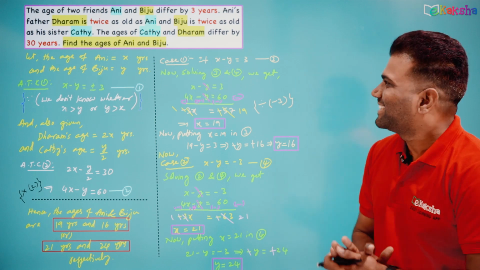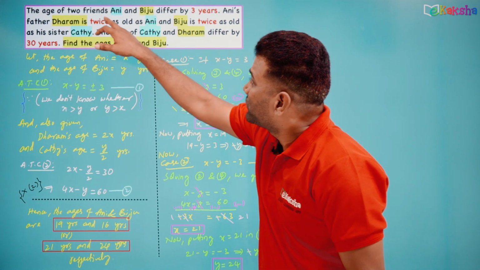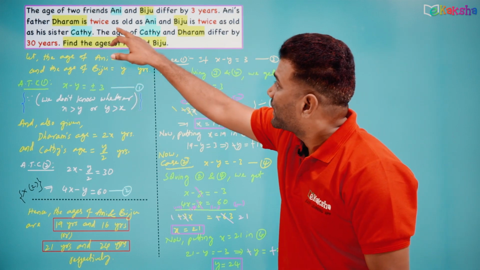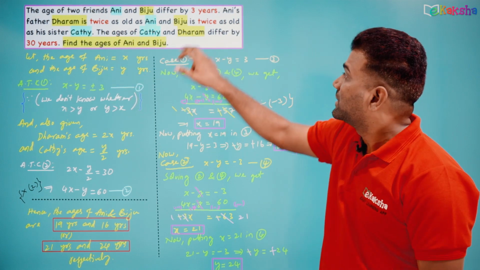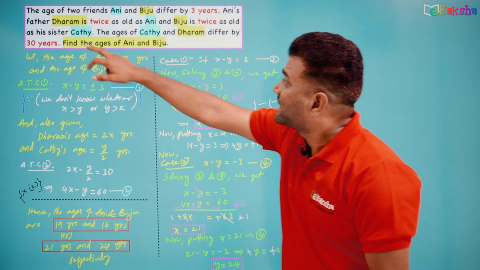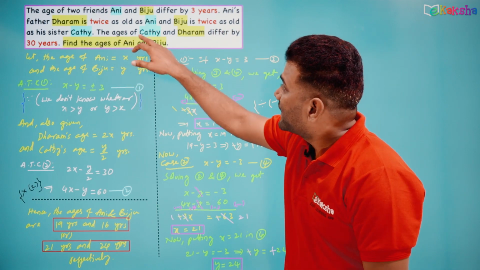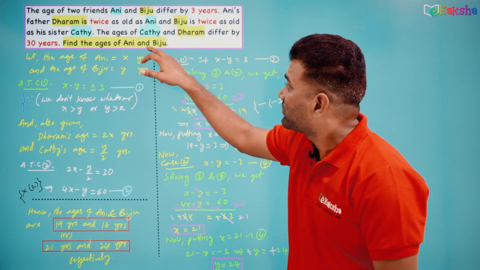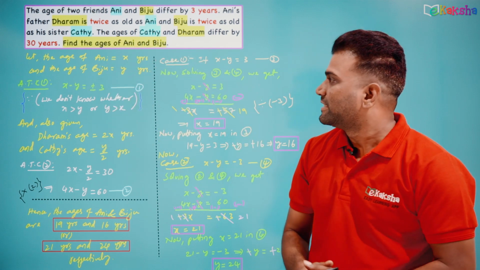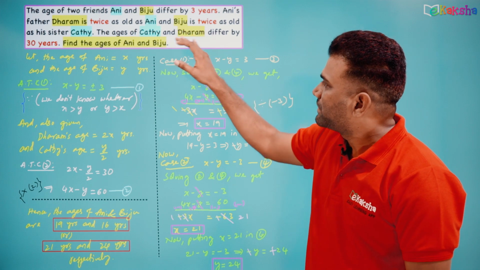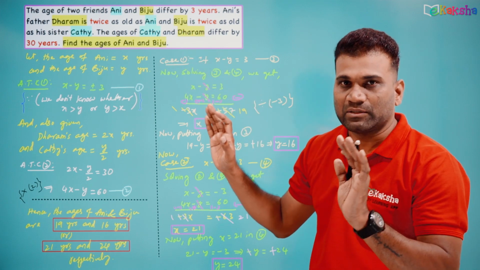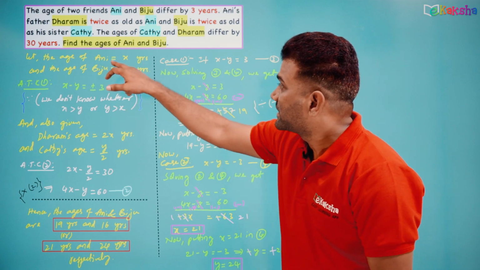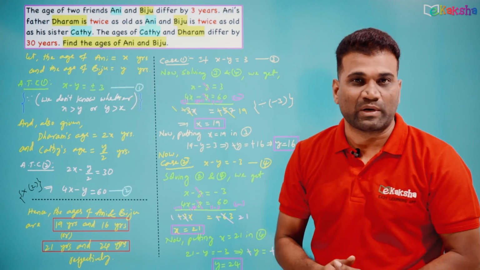Yes, right. Here the question is, the ages of two friends Ani and Biju differ by 3 years. Ani's father Dharam is twice as old as Ani and Biju is twice as old as his sister Cathy. The ages of Cathy and Dharam differ by 30 years. Then find the ages of Ani and Biju, right? So we don't know Ani and Biju's ages and we need to find these two ages. So let us assume some variables. Here we have assumed Ani's age is x years and Biju's age is y years.